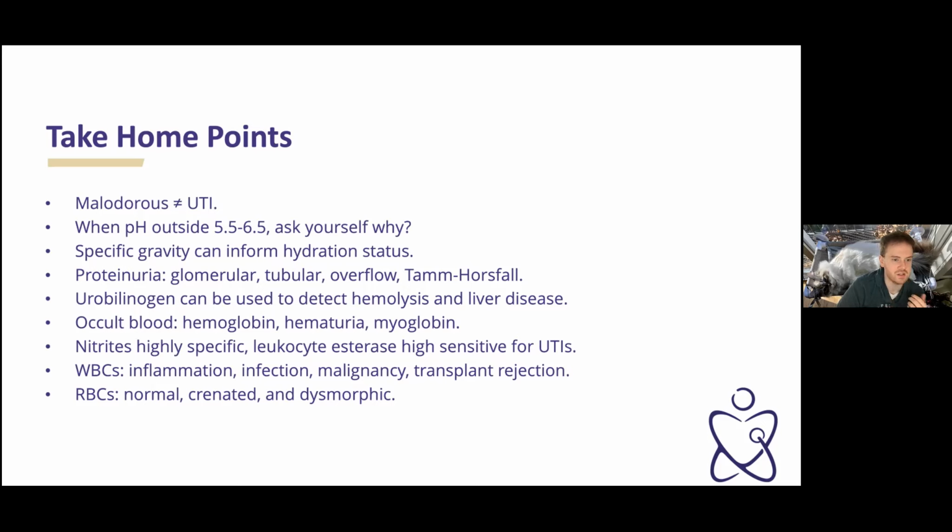Proteinuria can be broken up into glomerular, tubular, overflow, and then normal protein. Urobilinogen is a test that I have never used until recently, but it can be used to detect hemolysis and liver disease. Occult blood, hemoglobin, hematuria, myoglobin. Nitrites are specific, leukocytes are sensitive, and then WBCs and RBCs.